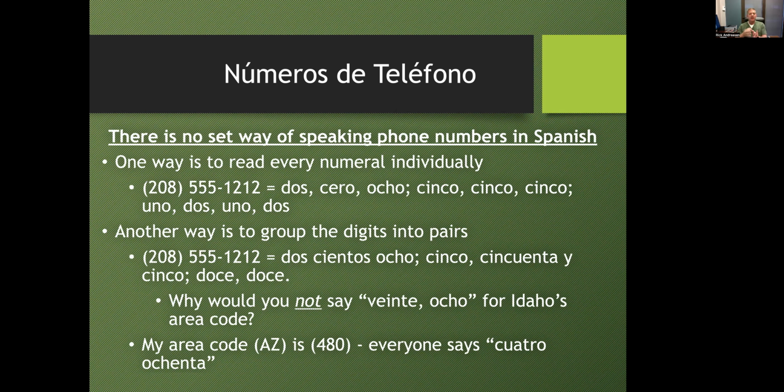Now, one thing I thought was interesting here for Idaho is why would you not say for 208, 28, 20 and 8? So think about that for a second. Why would you not say my area code is 28? Because that sounds a heck of a lot like 28, right? So 28 is going to sound like you're saying my area code is 28 and someone has dropped a digit. I'm in Arizona. Our area code is 480, so everybody says 480. The other side of Phoenix is 602, and everybody says 62, so 60 and 2 for that one, or 602. You'll hear people say also 602.